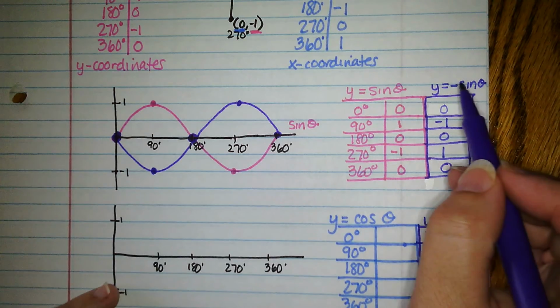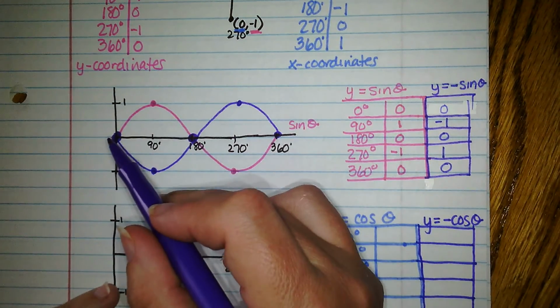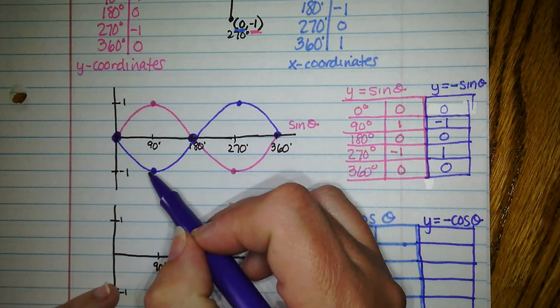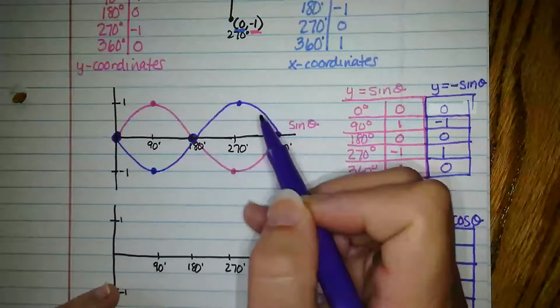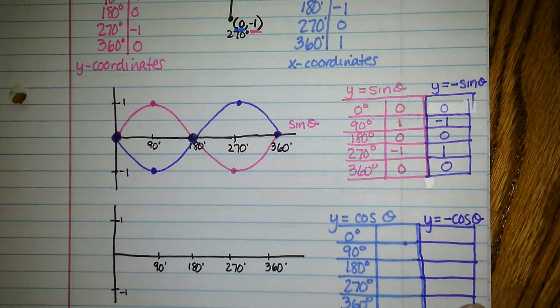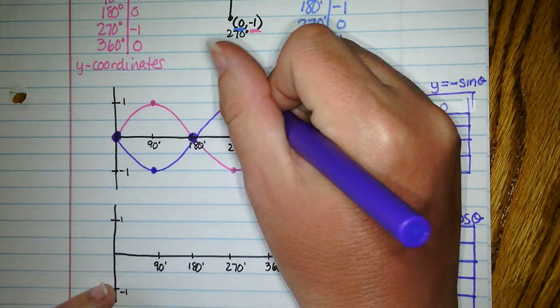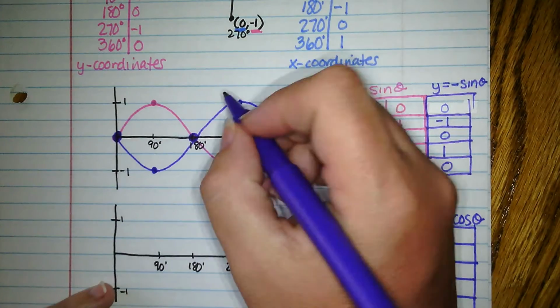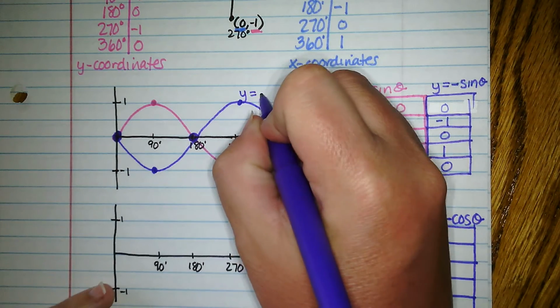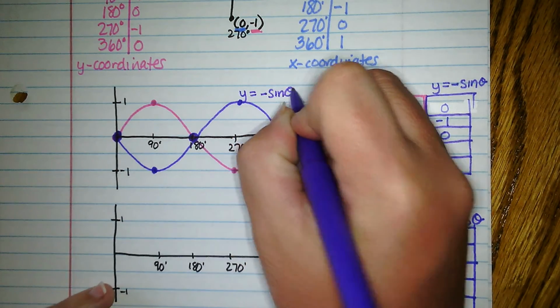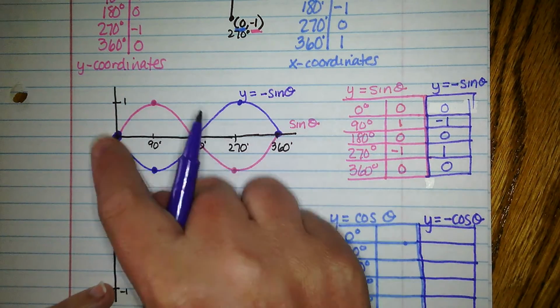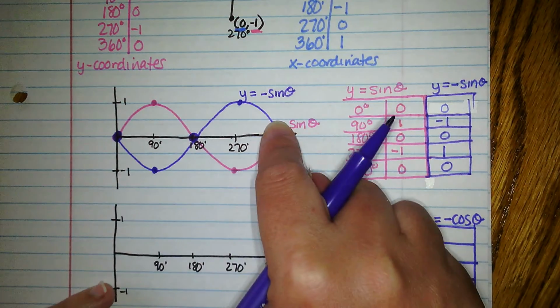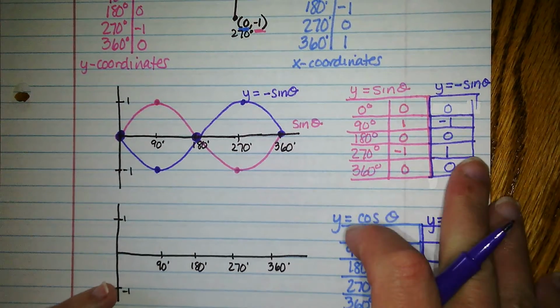So that negative on the outside reminds us, you know what, we're going to start at 0, and then we're going to move down and follow the same pattern, just in reverse. Okay, so that's how you do a reflection in the x-axis and what it looks like. So our equation is y equals negative sine theta. So if you have a negative in front of the function, that is a reflection in the x-axis.